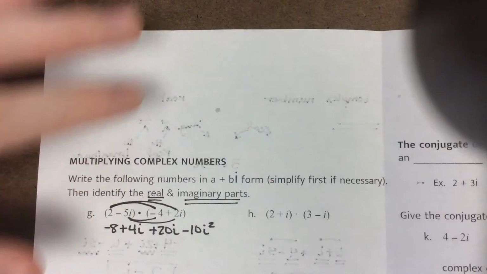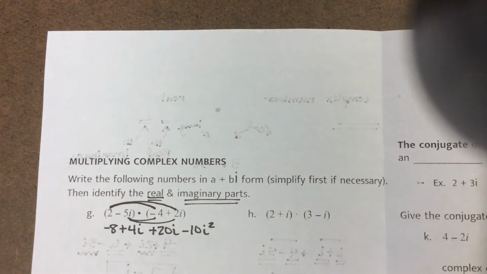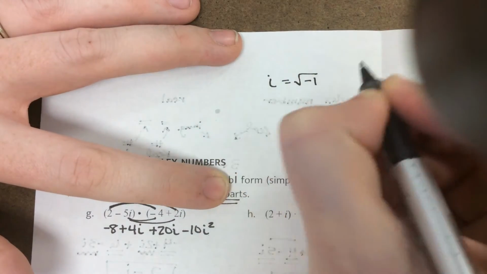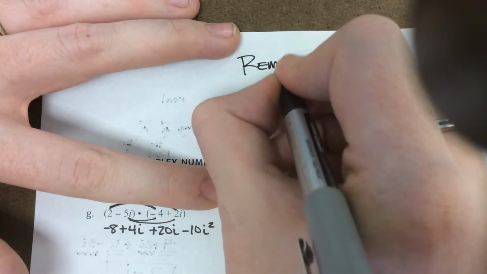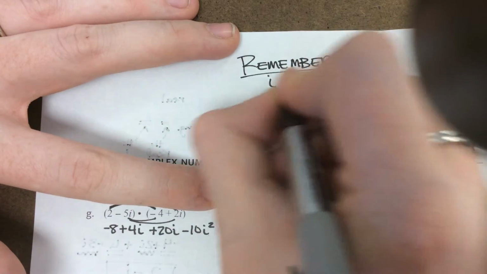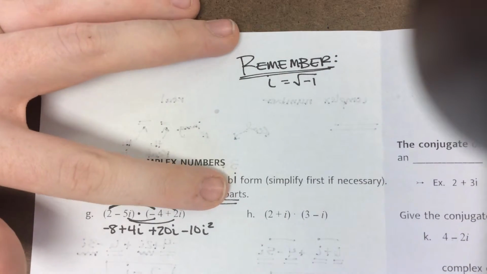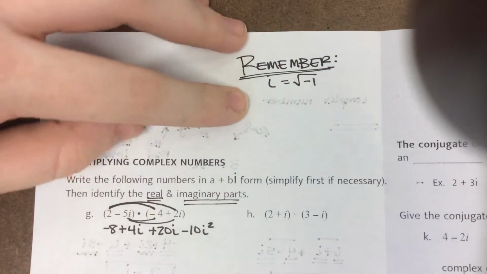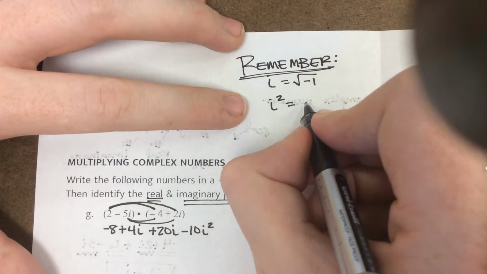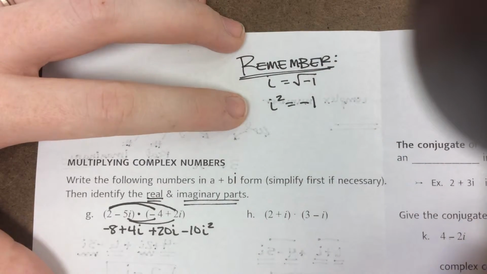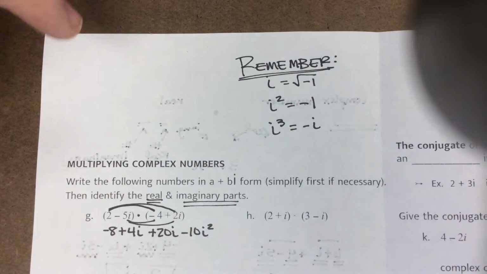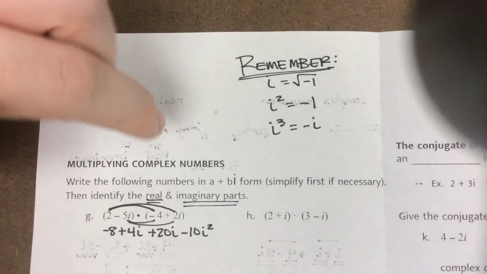Now, yesterday we talked about the properties of i. We talked about how i was the square root of negative 1. So you need to remember this. Go ahead and write this down if you haven't already. You want to remember that i is equal to the square root of negative 1. i squared is always, what did we talk about yesterday? It's always negative 1. And then we talked about how i cubed was the same as a negative i. We'll need some of that today.